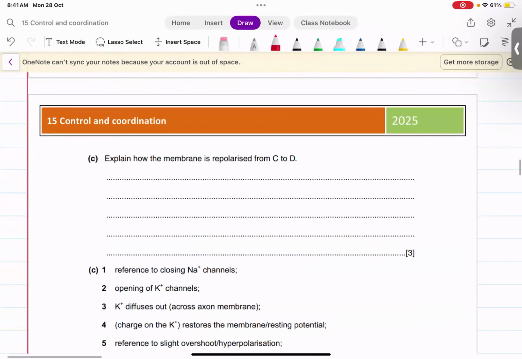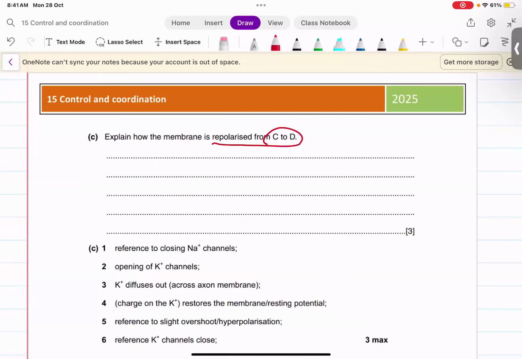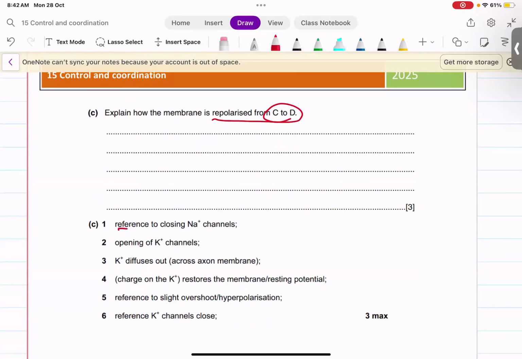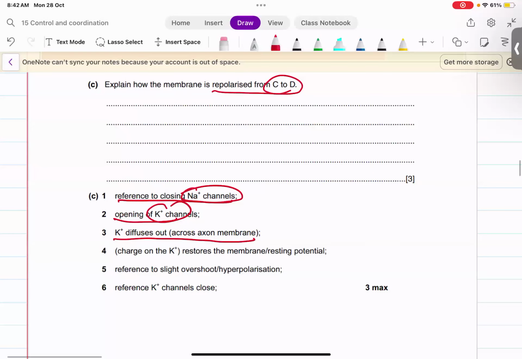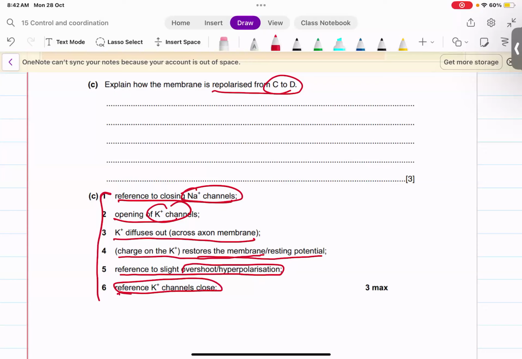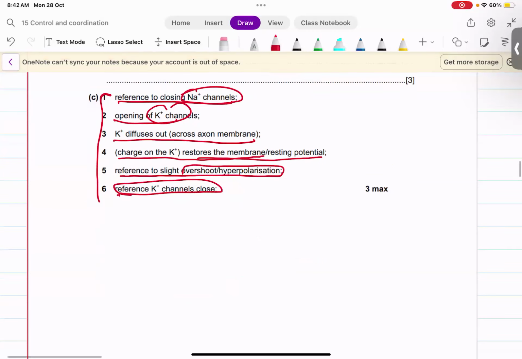And similarly, explain how the membrane is repolarized from C to D. With reference to sodium channels closing, potassium channels open, so potassium diffuses out. With more and more positive charge going out of the cell on the potassium, it restores the resting potential. It returns back to minus 70. But there is a little overshoot, or hyperpolarization, and only when this hyperpolarization takes place do these potassium channels close, and then the resting potential is achieved again. The sodium potassium pumps become active and resting potential is achieved again.